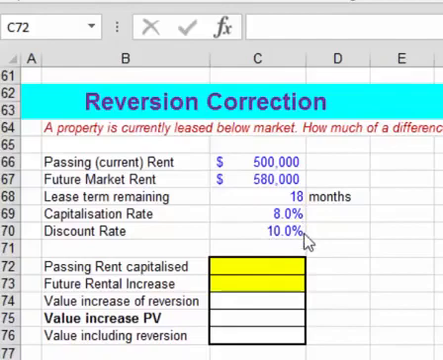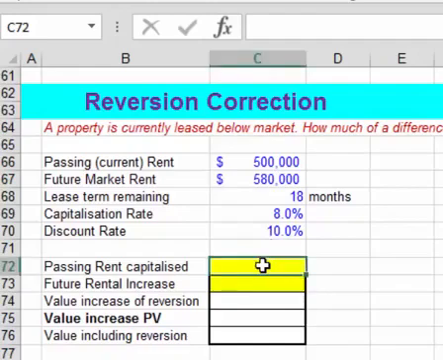Here I'm using two different rates. Often valuers will adopt a single rate as long as they're shrewdly selected. A single rate for both capitalization and discount won't introduce so much of a significant error in the final valuation, especially since the reversion is only a minor part of the whole value.